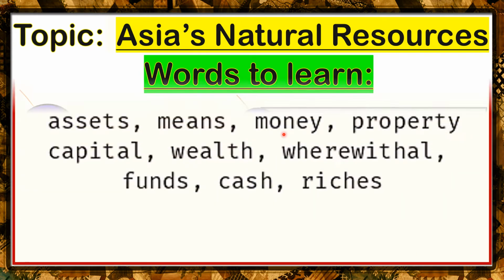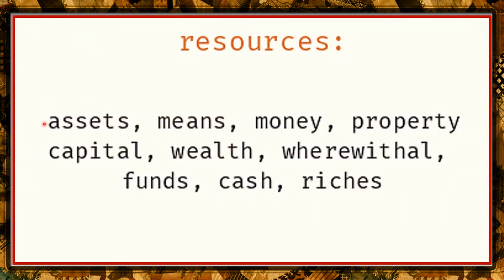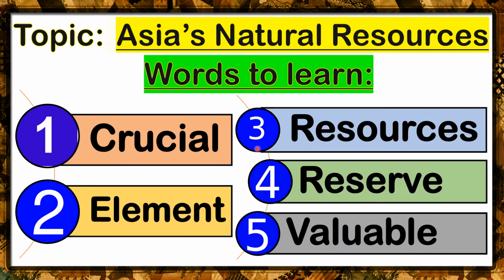Next is resources. It means assets, means, money, property, capital, wealth, wherewithal, funds, cash, and riches. Resources are the things that we have. For example, properties like houses, cars, money, funds, cash, or wealth that we can use in order to survive.